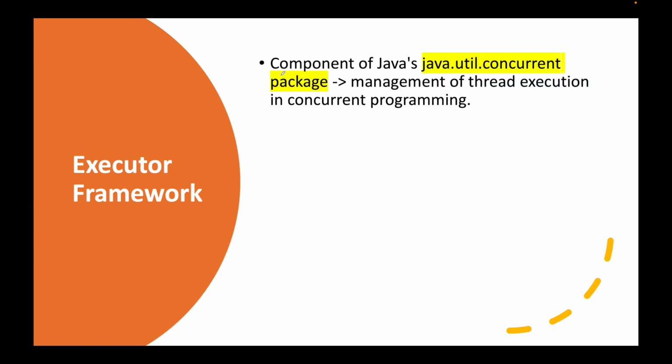So what is the executor framework? It is a component of Java's java.util.concurrent package, which helps in the management of thread execution in concurrent programming. This was our main headache, right? The life cycle management of the thread we don't want to do. We don't want the developer to manage the life cycle: creating the thread, starting the thread, waiting for it to end, then shutting down. All of that I don't want to manage. So the executor framework has a set of classes and libraries that does this.